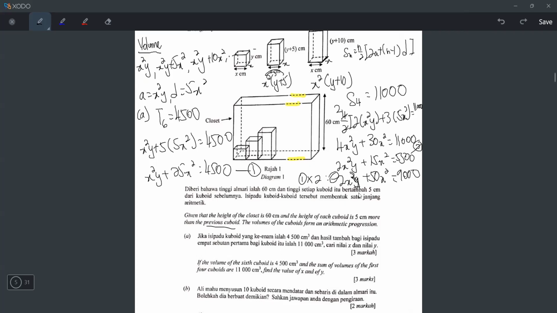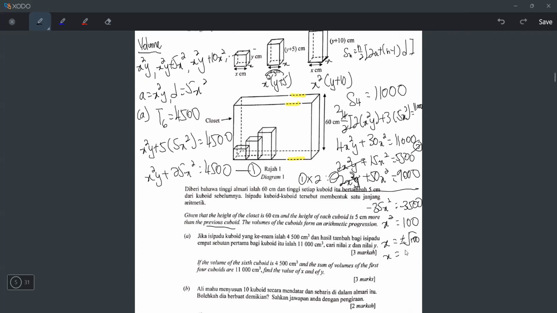And then I just minus because I'm doing elimination. So 2x squared y minus 2x squared y disappears completely, so 0. 15x squared minus 50x squared is negative 35x squared. And this one I use my calculator. Negative 3,500 divided by negative 35. So x squared is equal to 100, and x is equal to plus minus square root of 100.